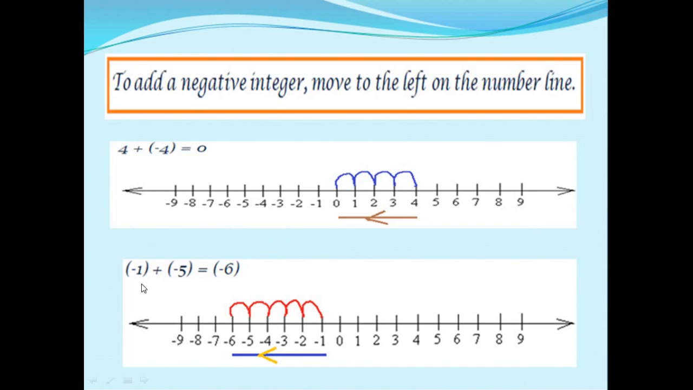Let's consider another example. Here, we are going to add negative 5 with the negative integer negative 1. In the same way, let's start from negative 1. From negative 1, we are going to consider the magnitude of negative 5 is 5 units. So, starting from negative 1, moving towards left side by 5 units. We reach at negative 6. So, negative 6 is the answer.